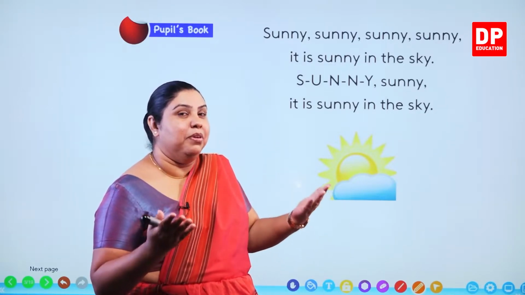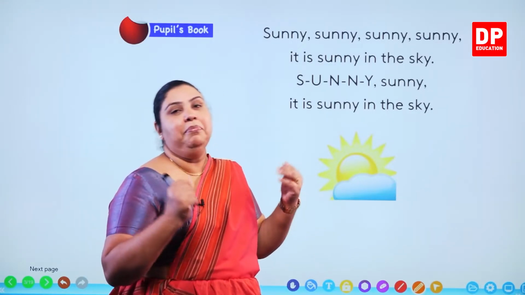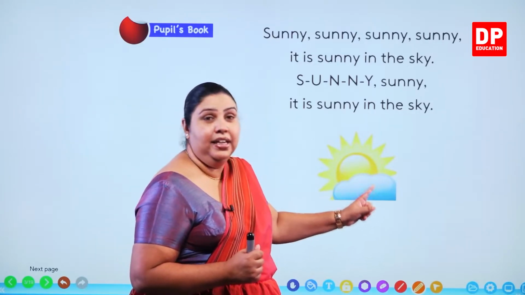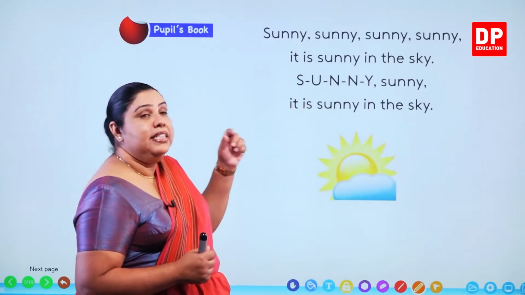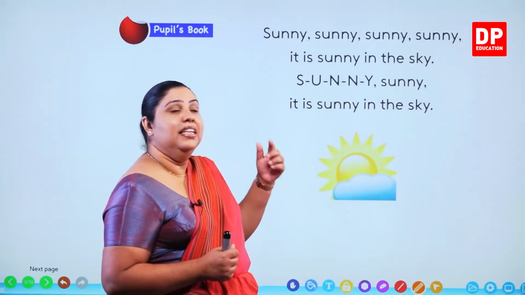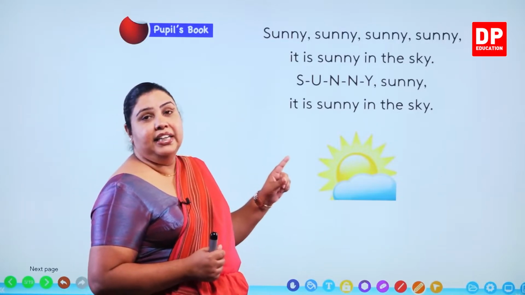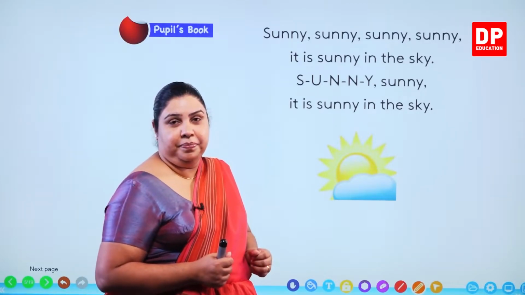ඔන්න පුතේ අපිට එකම වචන ටික තියෙනවා පුතාලට ලේසියෙන් පාඩම් කරගන්න පුළුවන් විදියට. Now look at the picture as well when we say the words. Sunny, sunny, sunny, sunny. It is sunny in the sky.